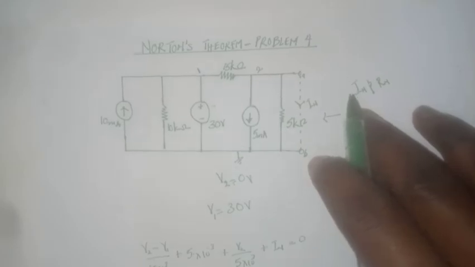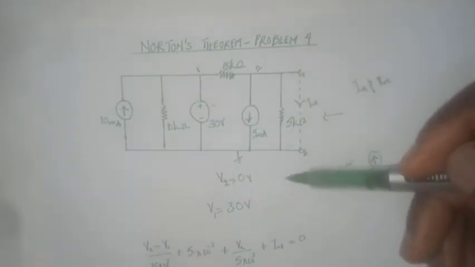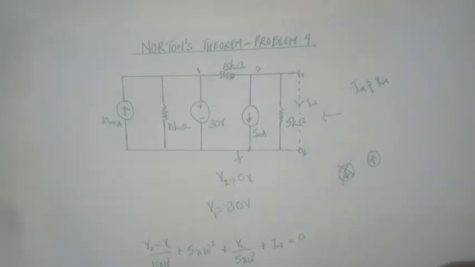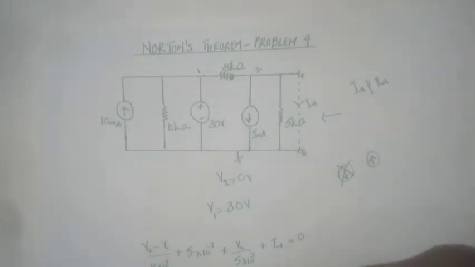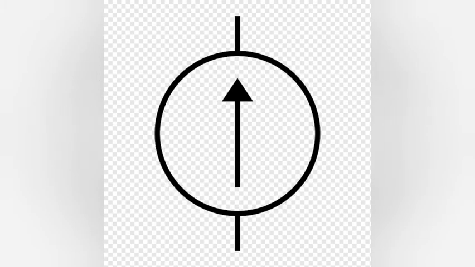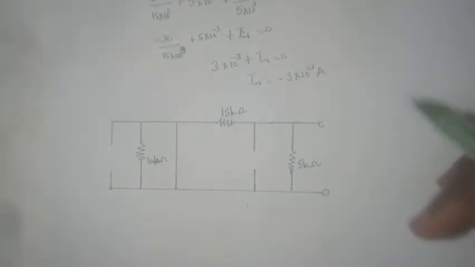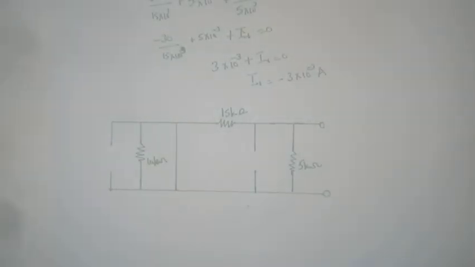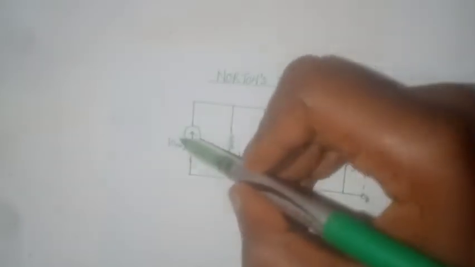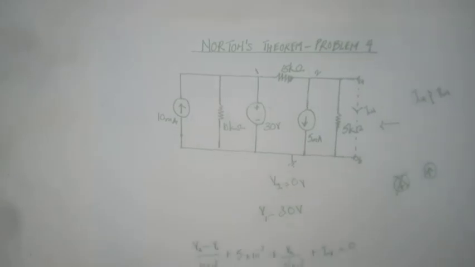Next thing to do would be to turn off all these voltage and current sources and compute the value of R of n. And the circuit that we'll be using to do that will look something like this. The circuit will look like this when you put off all the independent power sources, replace the current sources with open circuits and the voltage sources with short circuits.